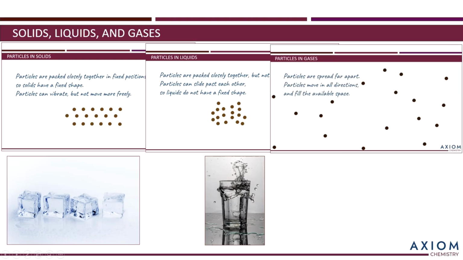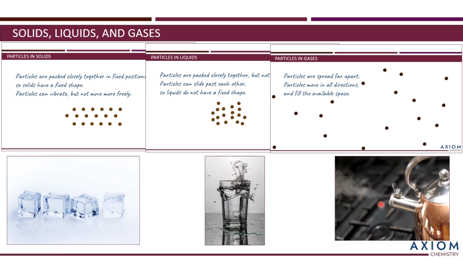And finally, gases. In gases, the particles, as you know, are spread far apart, and so they can move in all directions and fill the available space. An example of a substance in the gaseous state is steam, like the steam you can see coming out of this kettle here. Now, let's think about how a substance can change from one state to another.